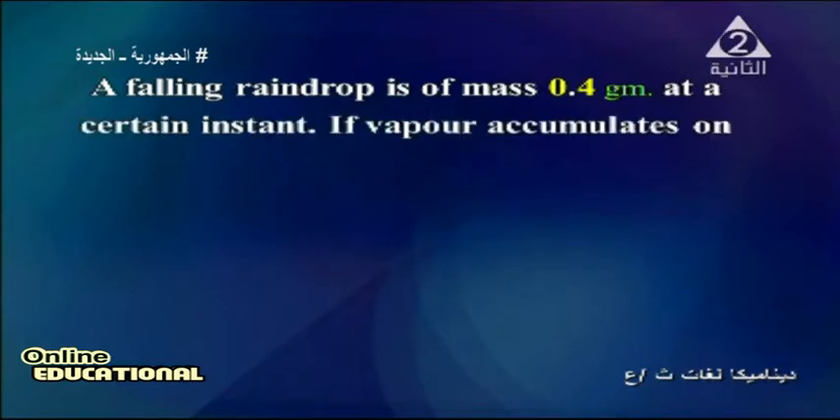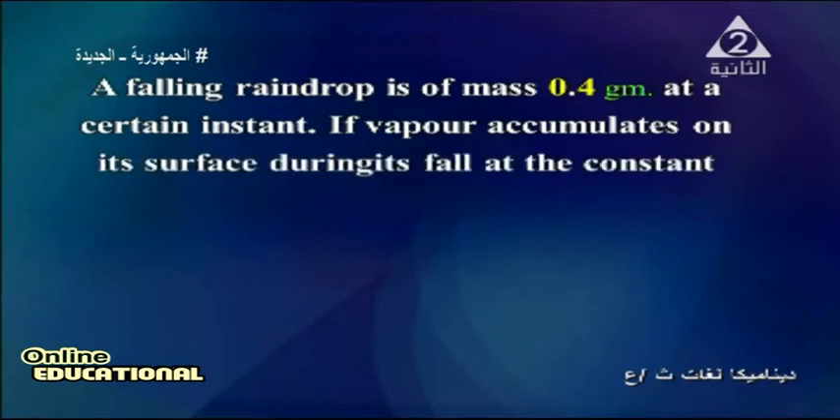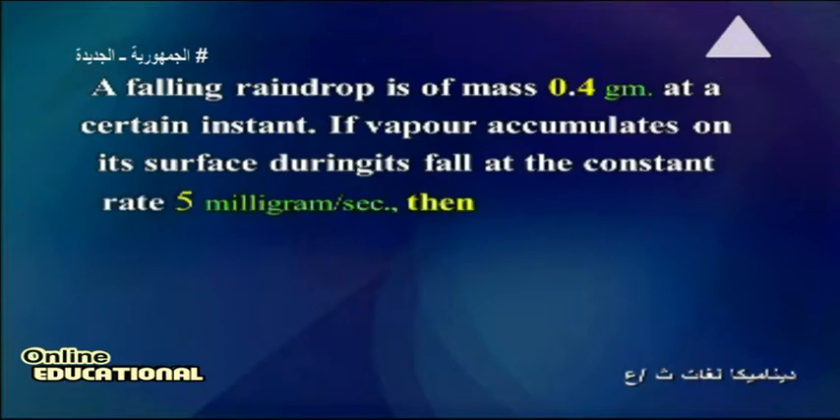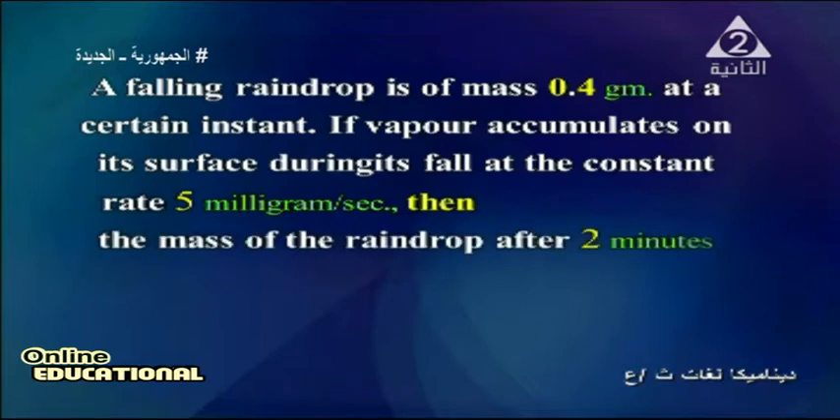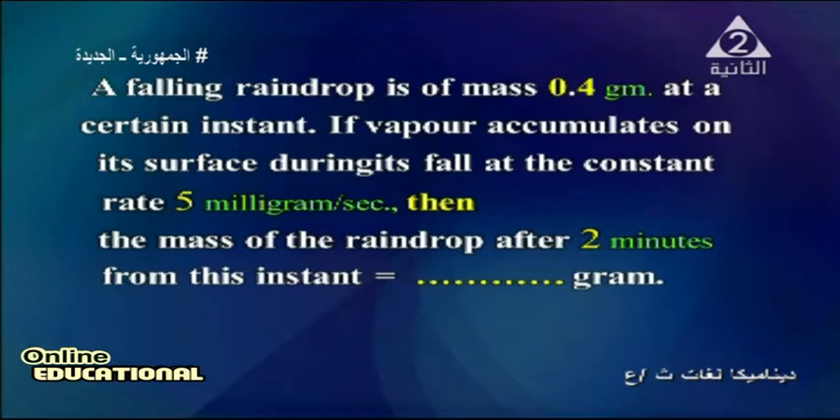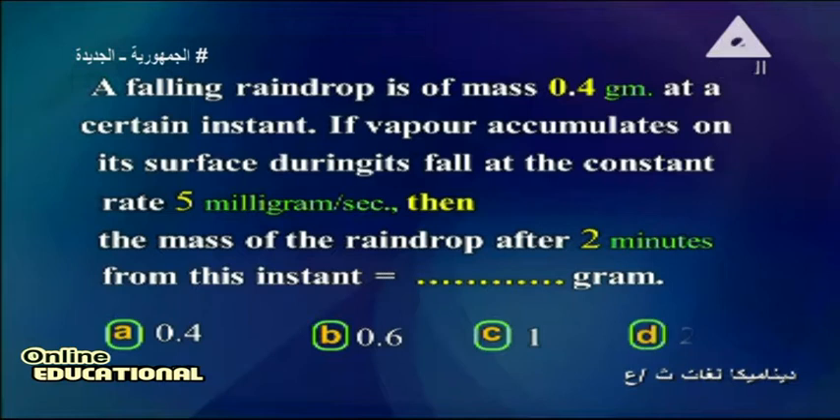Another example. A falling raindrop is of mass 0.4 gram at a certain instant. If vapor accumulates on its surface during its fall at the constant rate 5 milligram per second, then the mass of the raindrop after 2 minutes from this instant equals what? Gram. 0.4, 0.6, 1, or 2 gram.